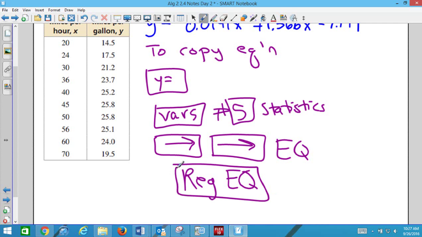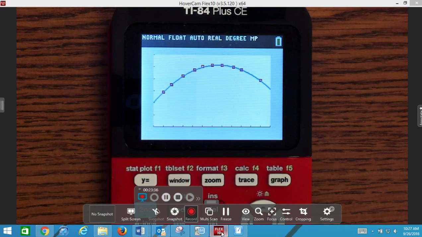So if I'm going too fast, you can, of course, go on Canvas later and watch this video again. So we have graphed the equation. The next thing that we're going to do is find the optimal driving speed. To find the optimal driving speed, we want to drive as fast as we can, and we also want to get the highest miles per gallon.